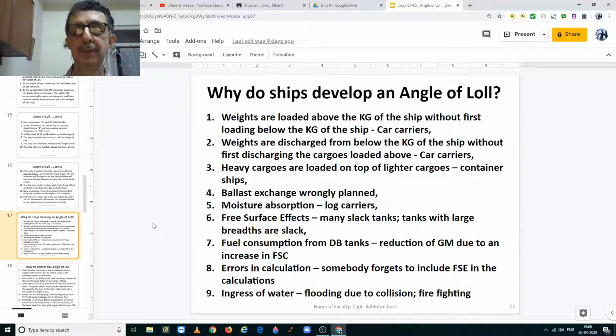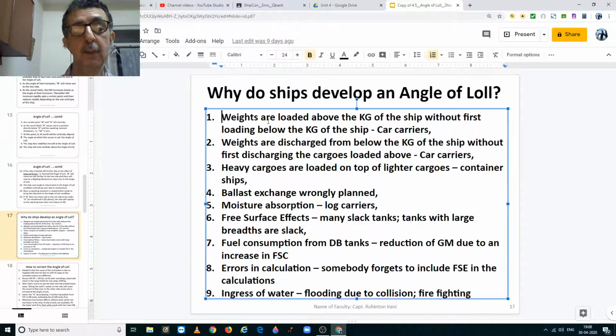Why do ships develop an angle of loll? It's an interesting question, the answers being various. Firstly, let us take the case of car carriers. Weights are loaded above the KG of the ship without first loading below the KG of the ship. That is, you load above the center of gravity of the ship.